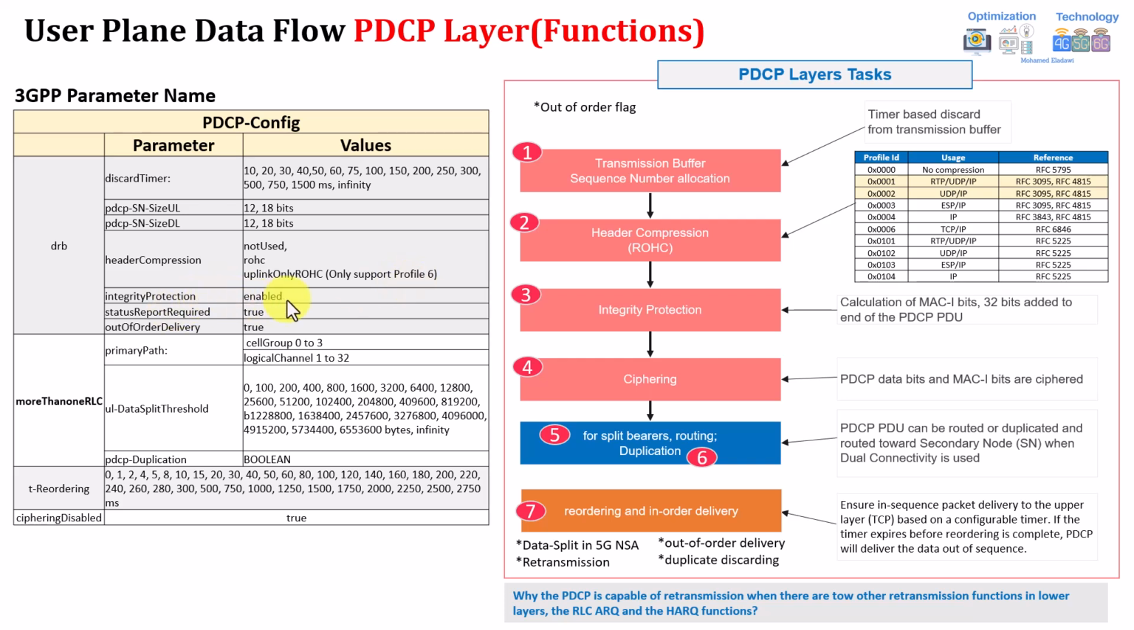And integrity protection, again, is a must for SRB1 and SRB2 and cannot be disabled. That's why you find it here. It's under the data distributor. And you have out-of-order delivery, we'll be discussing that part. And these three parameters in between here are mainly for, again, EN-DC, not for 5G standalone. Then you have the t-Reordering and ciphering disabled. And let's move to each one of these functions and discuss it in more detail.